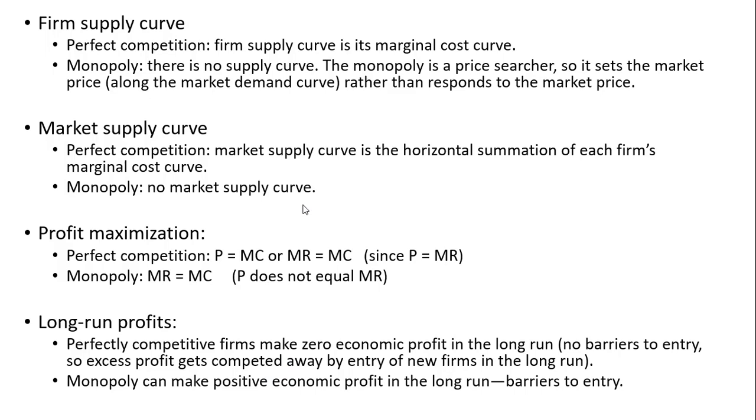Long-run profits. Perfectly competitive firms make zero economic profit or normal rates of return in the long run. No barriers to entry implies that excess profit gets competed away by the entry of new firms in the long run. Monopoly can make positive economic profit in the long run. Entry into the market is blocked, so those excess profits above normal rates of return do not necessarily have to get competed away.